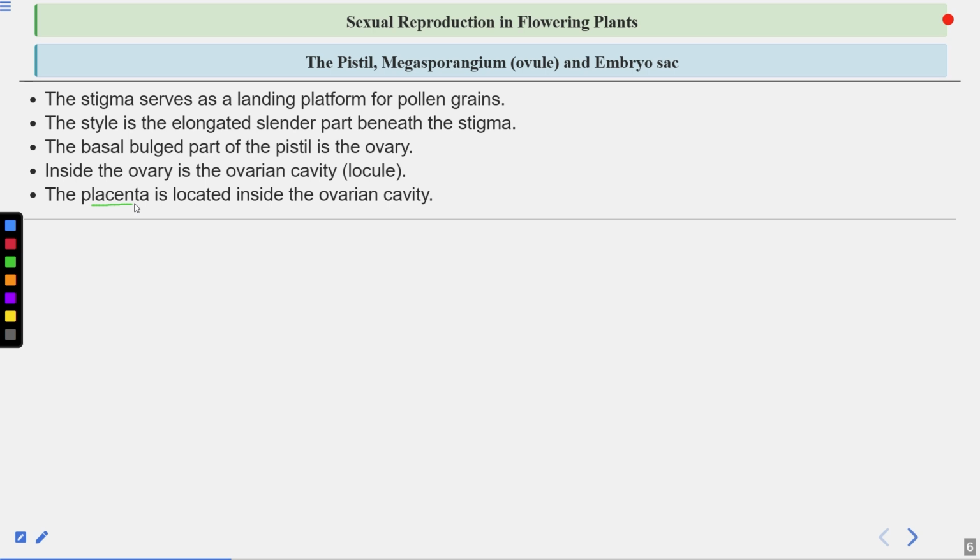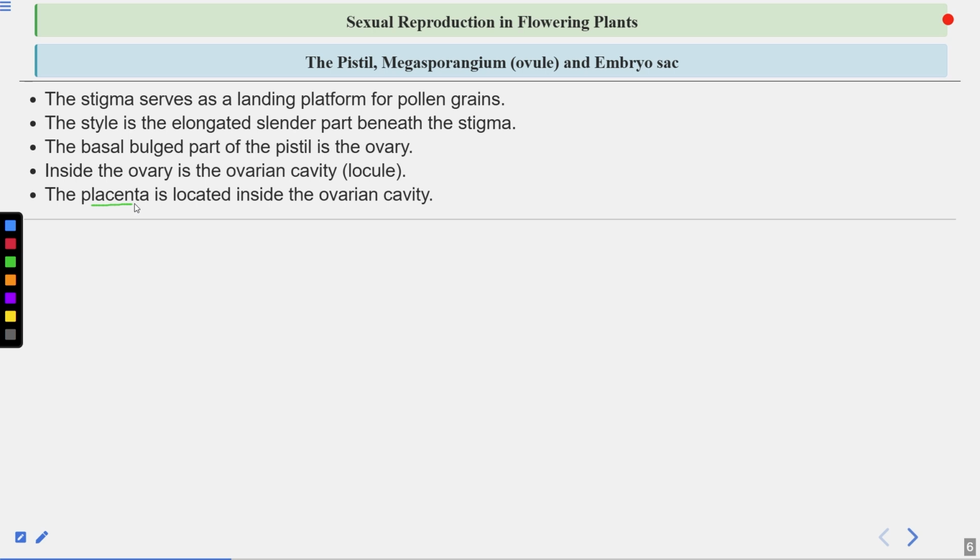Now it penetrates the stigma tissue and goes downward through the style. The style is an elongated slender part through which the pollen tube goes downward and reaches the ovary. And the ovary is the lowermost part of the female reproductive organ.